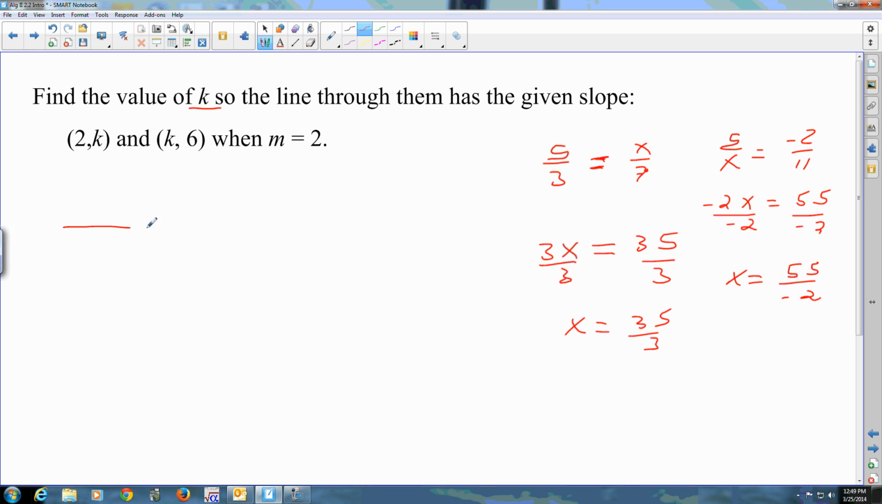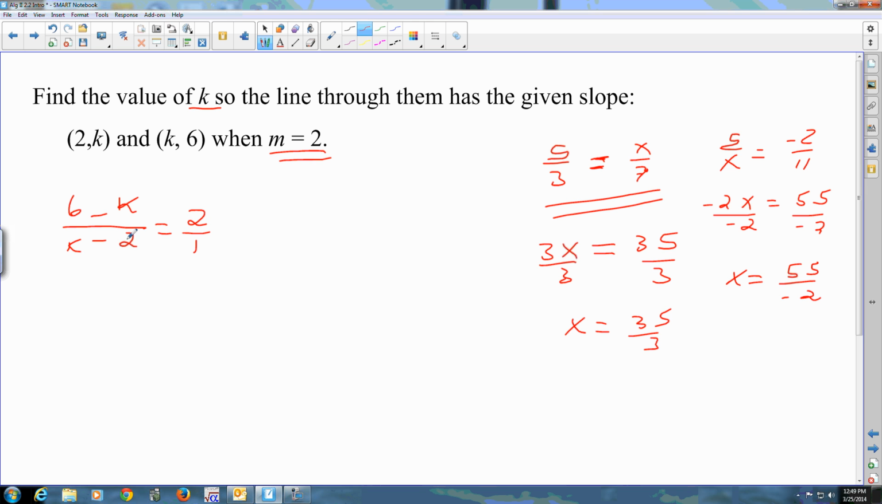To find the slope using these 2 points, you put the y values on top. 6 and k go on top. k and 2 go on the bottom. This is slope. Well, what is that worth? They tell you it's worth 2. If you want, put it over 1 to help you see it. That's what this has to do with why I went there.